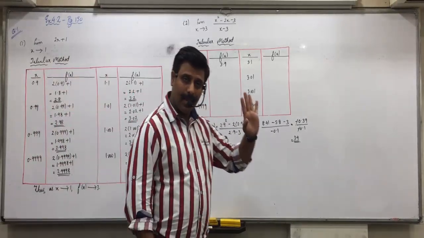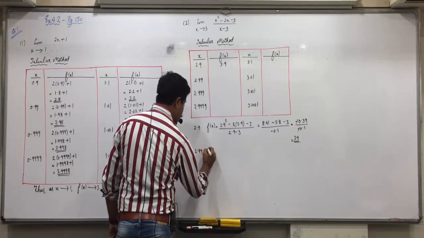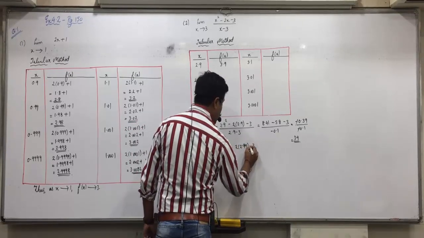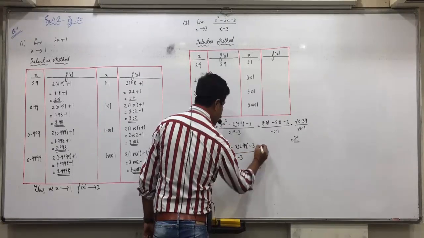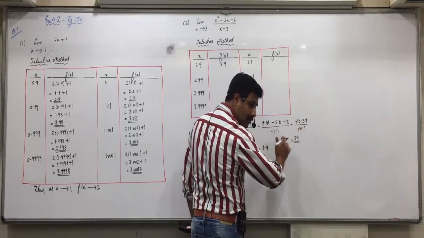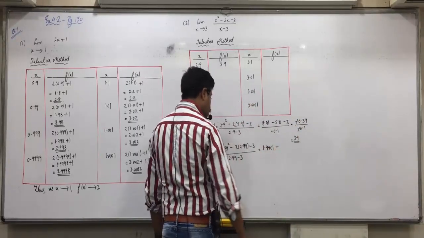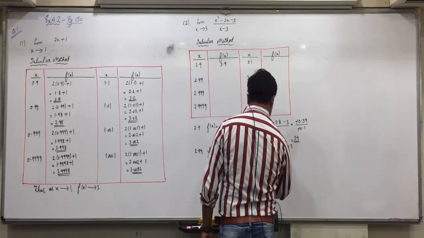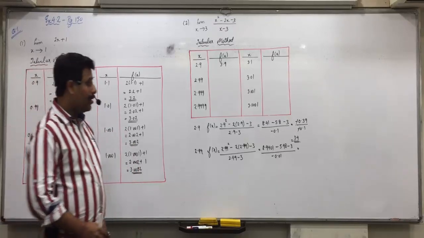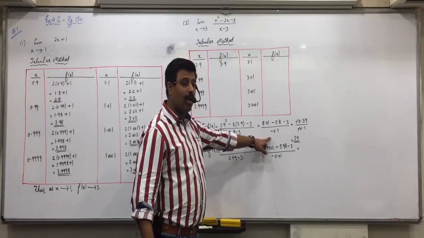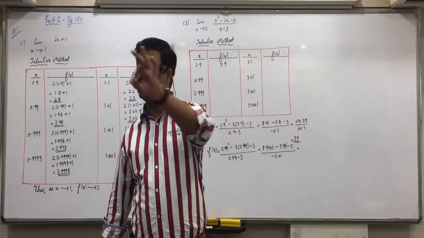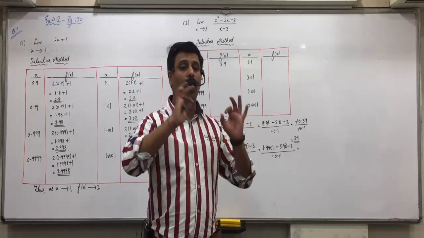Now, by the way, in exams, what you can do is: second value 3.99, third value 3.999, fourth value 3.9999. Okay? Like for example, if you do the same with 2.99, then what would be 2.99 squared? 8.9401. Minus 2 into 2.99, that is 5.98, minus 3, upon 2.99 minus 3, which is minus 0.01. Now remember one thing. In all the examples, the first denominator will always be minus 0.1, second minus 0.01, third minus 0.001, fourth minus 0.0001.